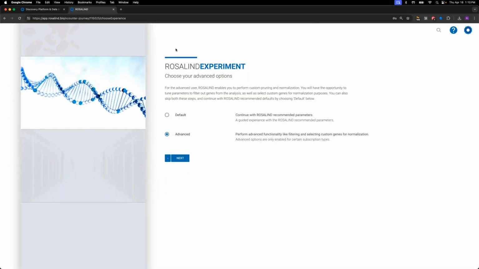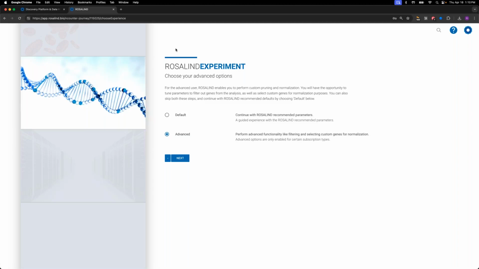Okay. So I've logged into the Rosalind platform. If you're a user of Rosalind, you've probably seen this screen before if you've done nCounter analysis. If you're brand new to the platform, this is one of the steps during setup of an experiment.